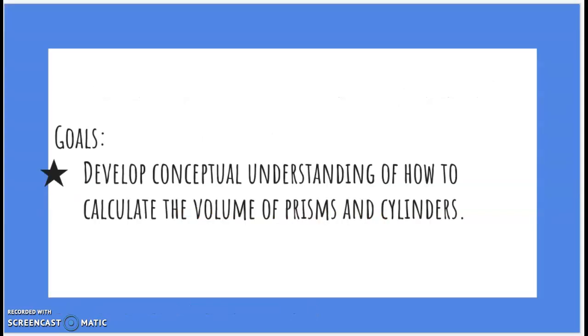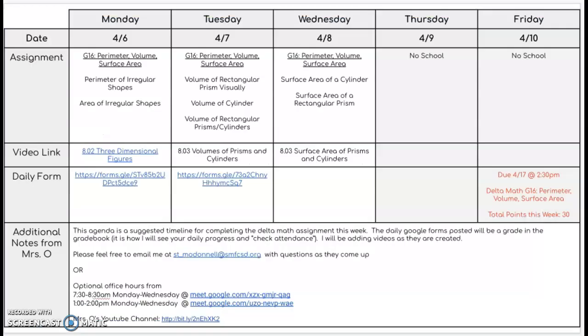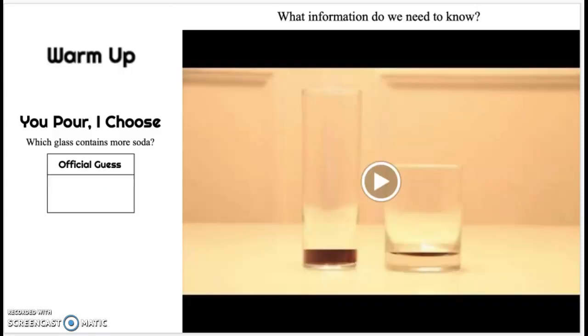So our goal for today is to develop conceptual understanding of how to calculate the volume of prisms and cylinders. You can see our agenda. I do have the daily form linked there. And of course, you're always welcome to come to my office hours.